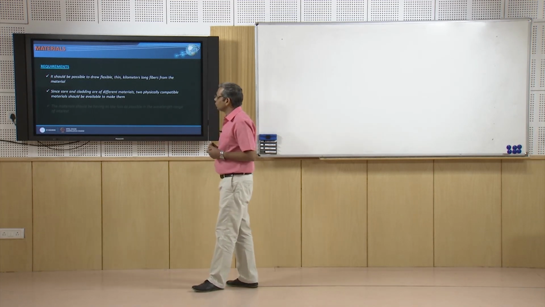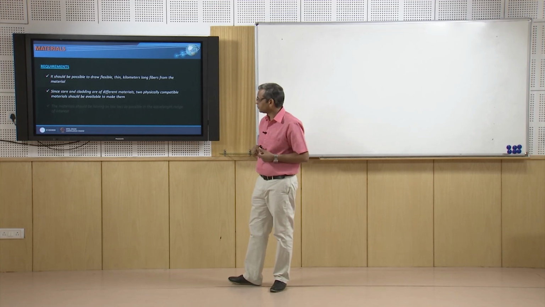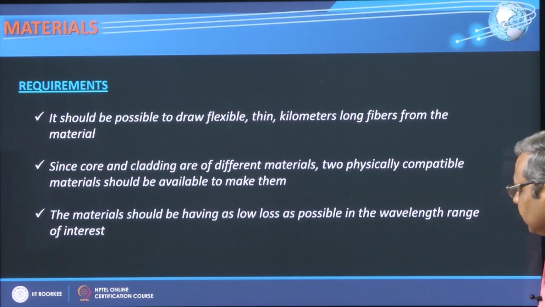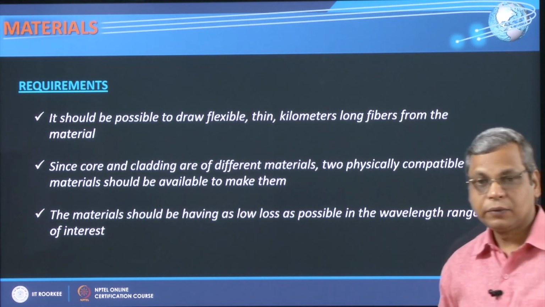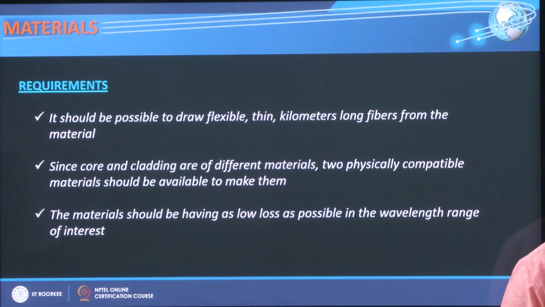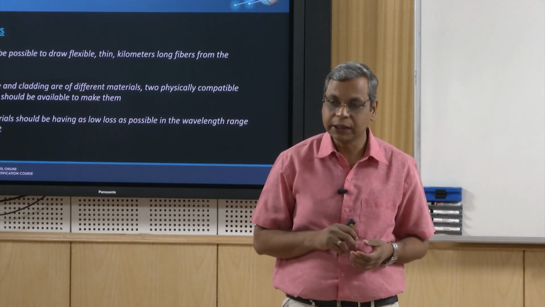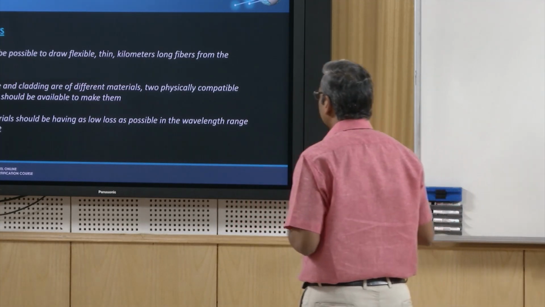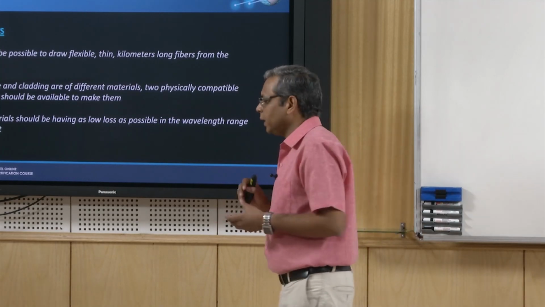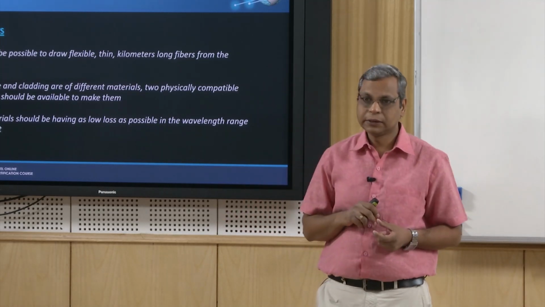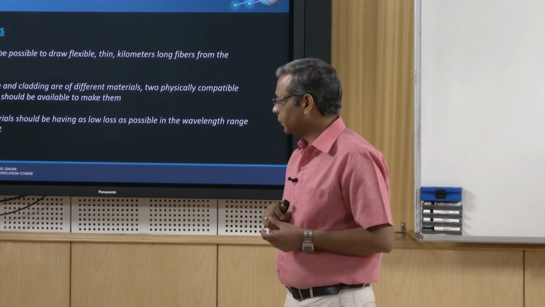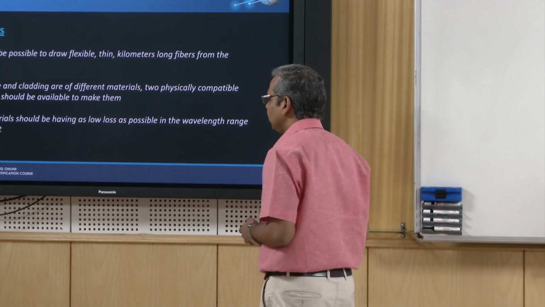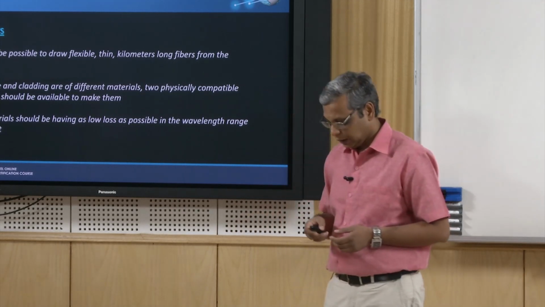So, these materials should be available. Third thing is that since we want to use this fiber primarily for telecommunication purpose, the losses of optical fiber should be as small as possible in the wavelength range of interest. So, these are the primary requirements while selecting material for making an optical fiber.